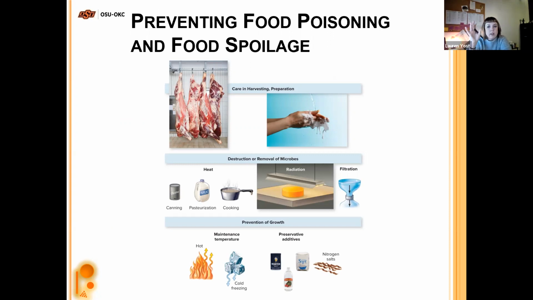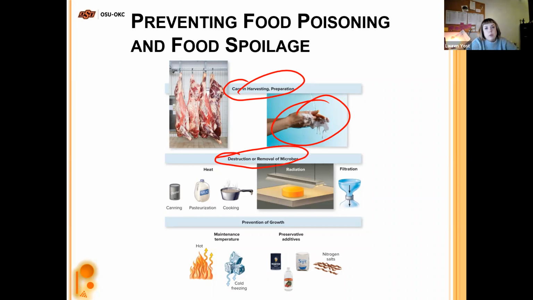Everything around us that we can do around the food that can affect it includes the following: care in harvesting and preparation. That includes washing your hands before handling. You don't want to go to the bathroom, not wash your hands, and then come out and handle some food, and now you've got E. coli all over it. That's gross. So that's an idea there. We have destruction or removal of microbes, just to make sure in case somebody did get some stuff on it, or it didn't get cleaned well or whatever.